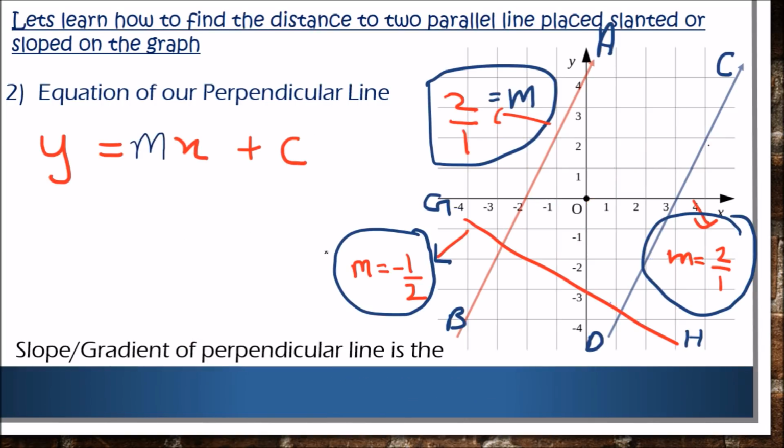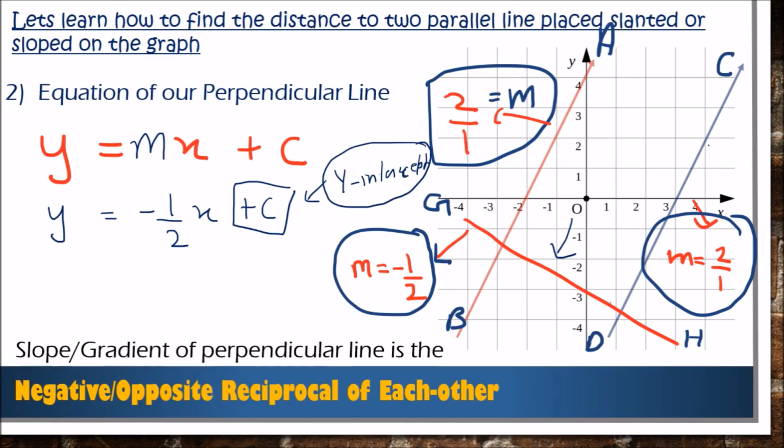So now we know the m value or the gradient of our perpendicular line GH, which is minus 1 over 2. So let me plug in the value of gradient, which is minus 1 over 2 x plus c. But we don't yet know the value of c, which is our y-intercept. Now this is where you have to pay real attention and listen very, very carefully. We don't have to have a value for y-intercept for our perpendicular line.